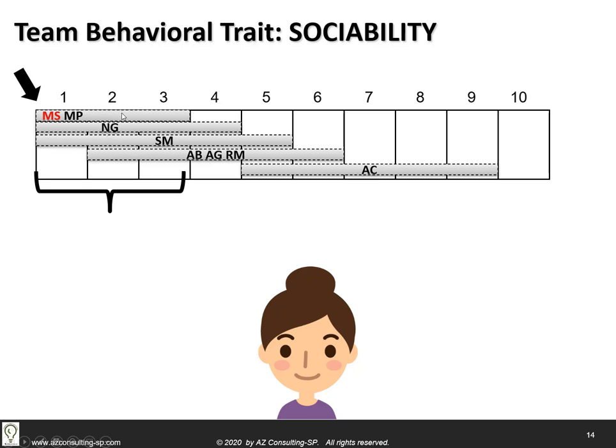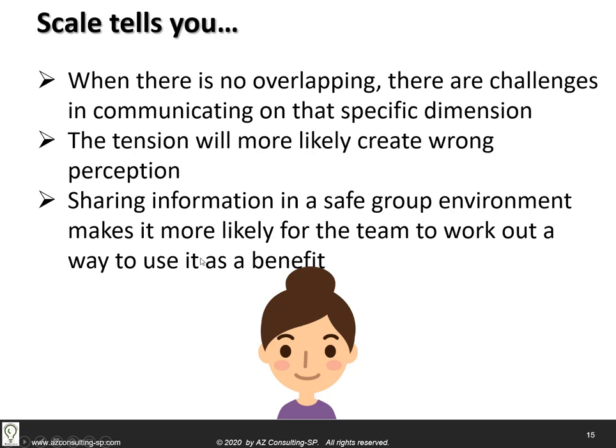Now, the visual scaling is important. When you overlap, it shows where you have similarities of behavior. When you don't overlap, that's where the team starts having discussions. Remember, it's a safe group environment, so the team really brainstorms how to turn the result to their benefit.